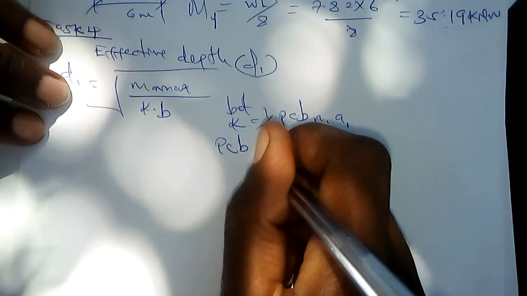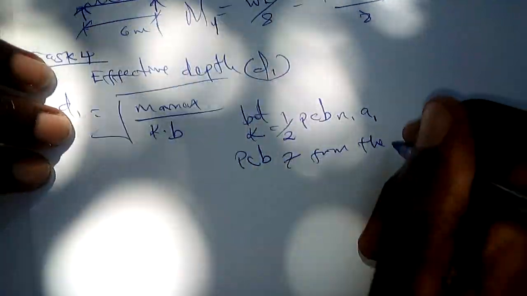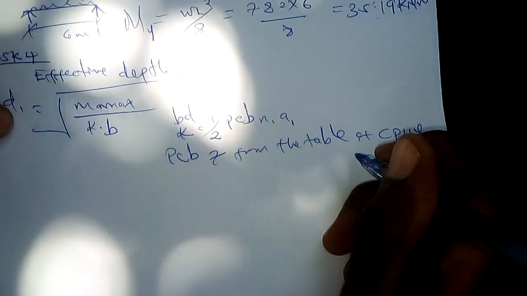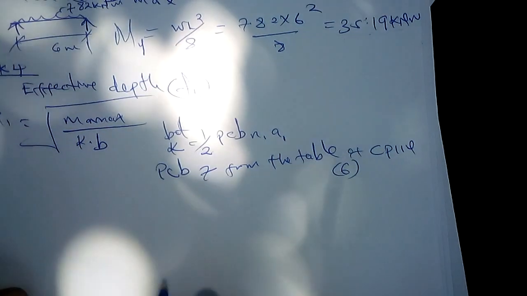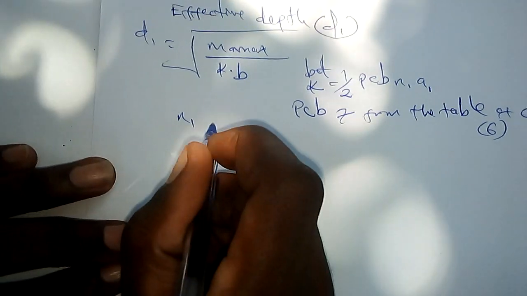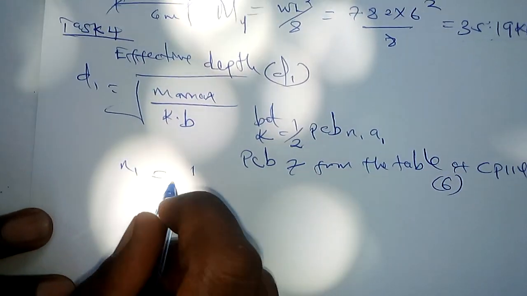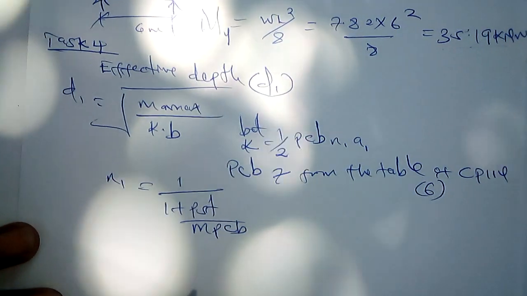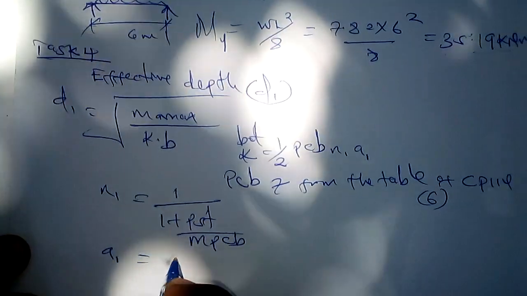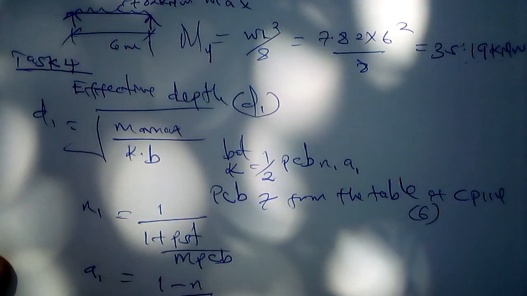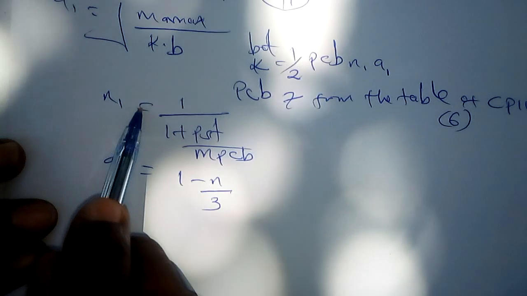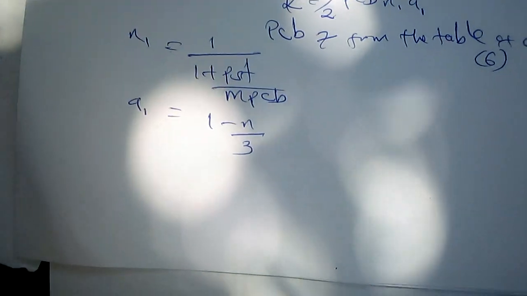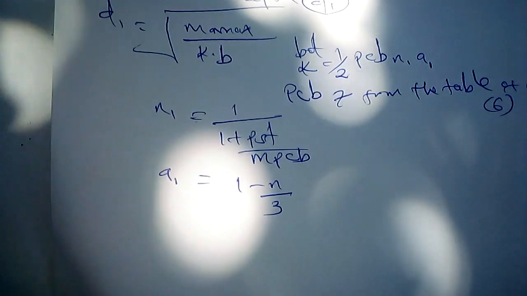So it is 7 from the table of CP114, Table 6. But n1 is given by the formula 1 all over 1 plus PST all over M PCB. But a1 is equal to 1 minus n over 3. So you must find n1, sorry, to get a1. So we continue.